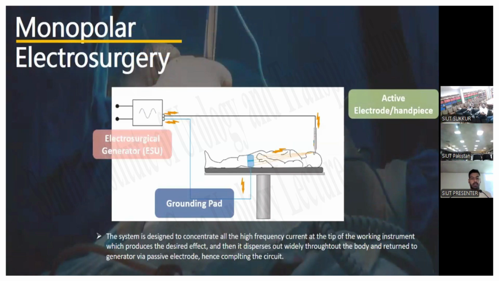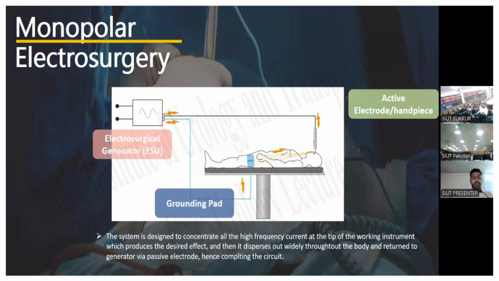As we already saw, the generator is connected and passes the current to the active electrode. In monopolar surgery, the high frequency current is supplied to the tip of the working instrument, which produces the desired effects. All the current is concentrated at the tip of the working instrument. Then it disperses throughout the body and returns via the passive electrode, that is a grounding pad, and then goes back to the generator.